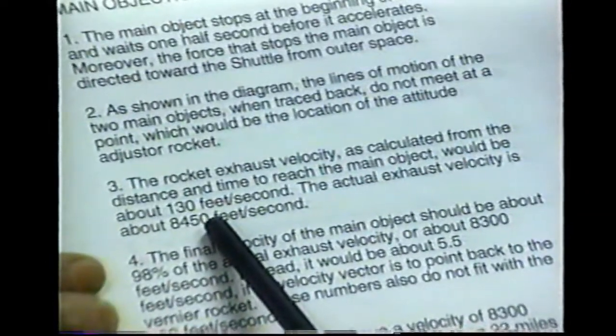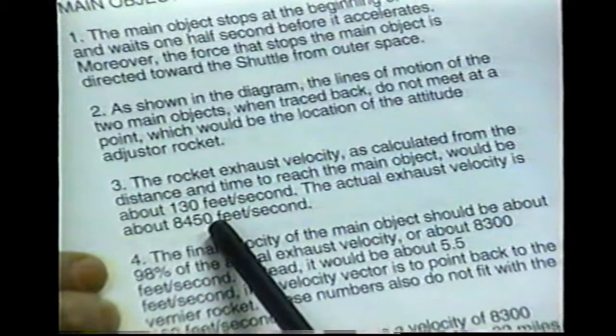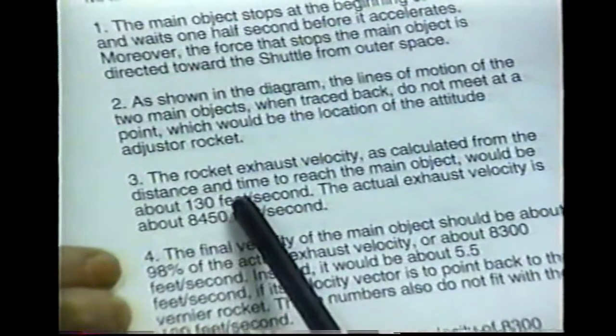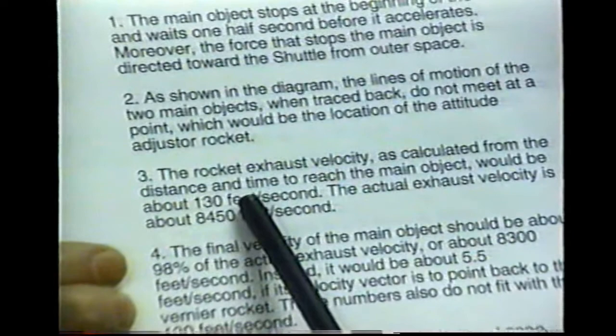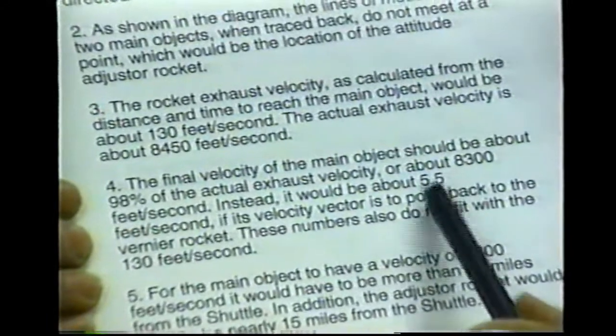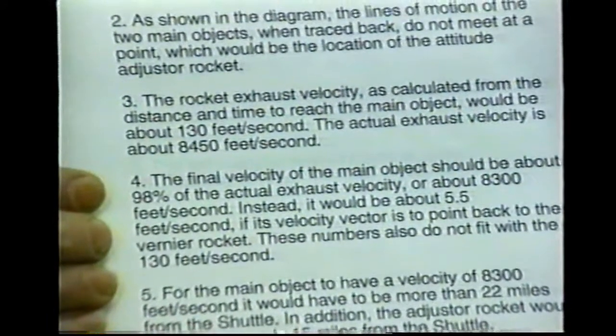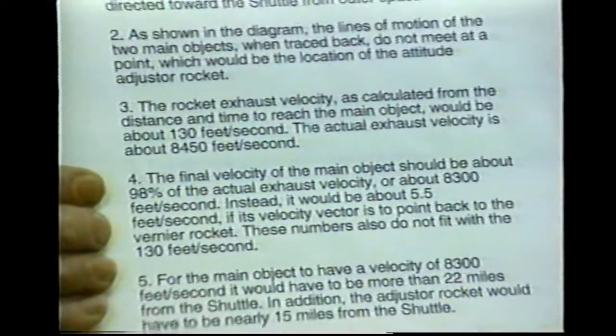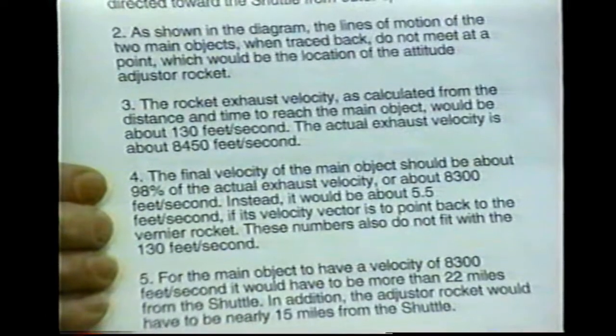The third, the actual number of the ice particles, well, should be about 8,400 feet per second or so. The actual exhaust velocity is about 8,400 feet per second. And when we calculated, this is actually the 4th proof, we got 130 feet per second. And then we also calculated that from the film, the velocity was about 5.5 feet per second instead of what it should have been, about 8,300 feet per second.